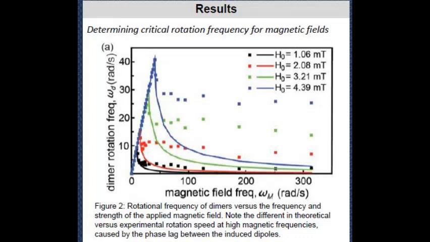Our theoretical calculations had this decay approaching zero for all magnetic field strengths, but what we learned in our experiments is that due to the induced dipoles of the dimers and the phase lag from the field, the decay actually goes to some value proportional to the strength of the magnetic field.